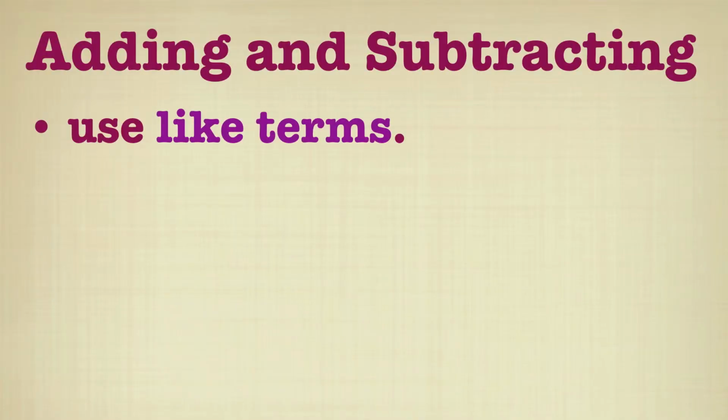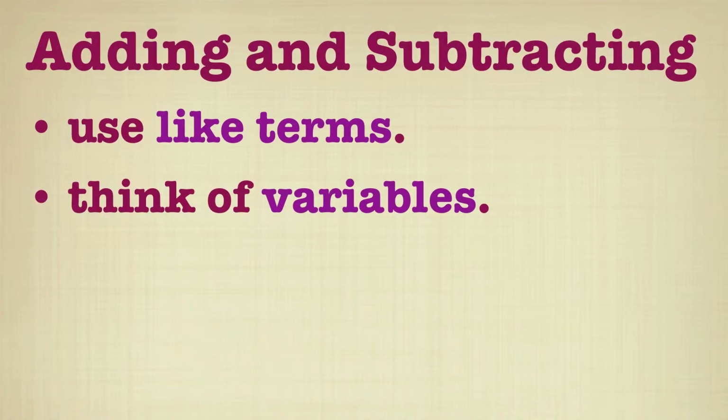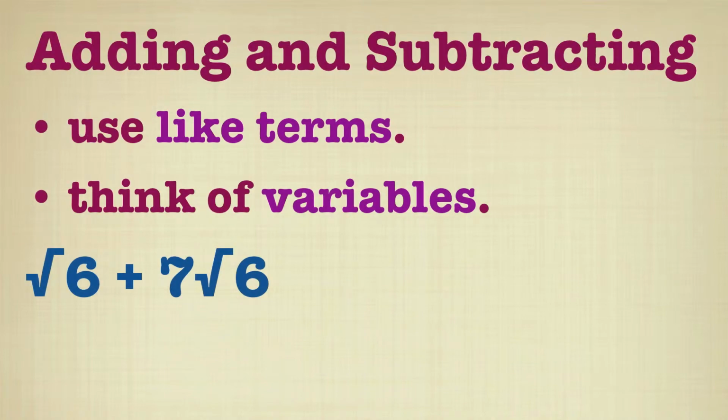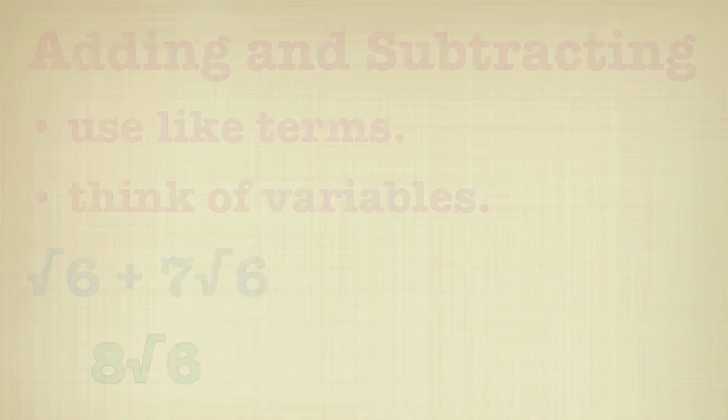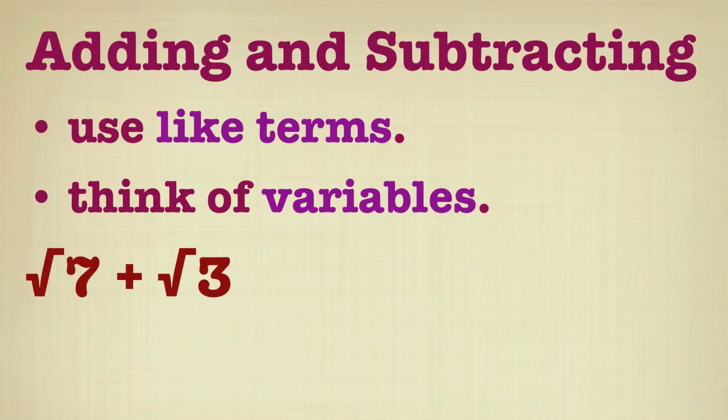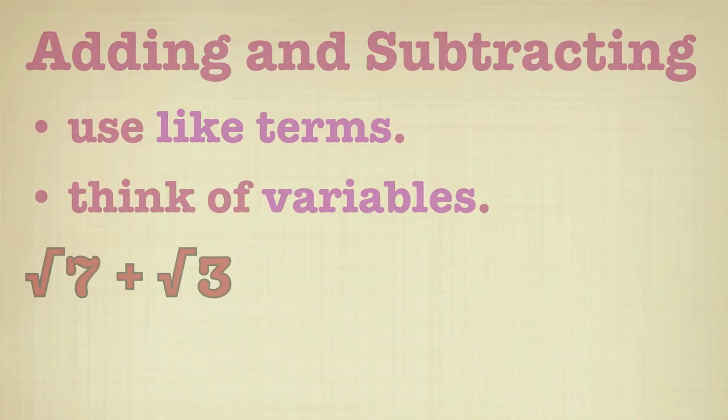To add or subtract radicals, you must find radicals with like terms. Think of variables. The square root of 6 and 7 times the square root of 6 both have the radicand of 6. When added together, we get 8 times the square root of 6. The square root of 7 and the square root of 3 are not like terms, so we can't add them together. So this is our final answer.